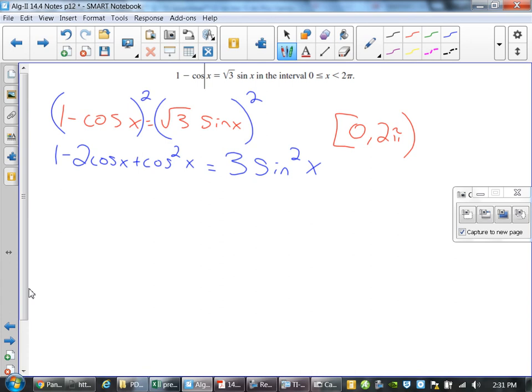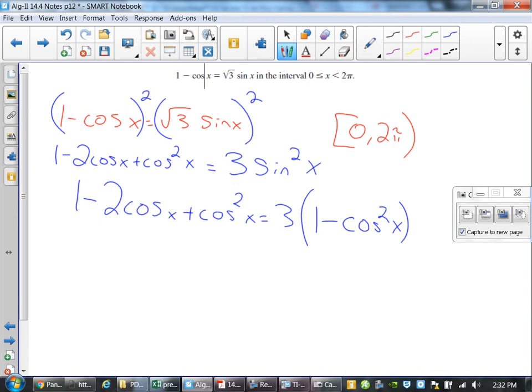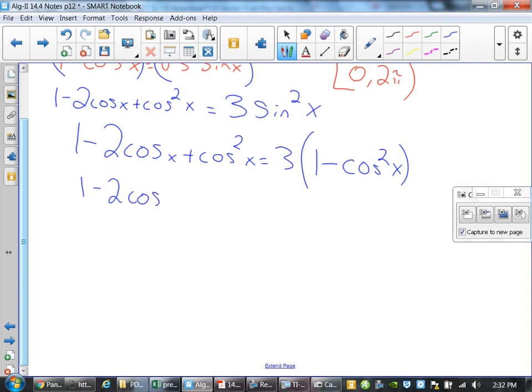This is where it becomes important to use Pythagorean identity, because you have sines and cosines. I can rewrite sine squared as what? 1 minus cosine squared. So I have 1 minus 2 cosine x plus cosine squared x equals 3 times the quantity 1 minus cosine squared x. You okay with that? Distribute. And I get that. We still okay? Set it equal to 0.